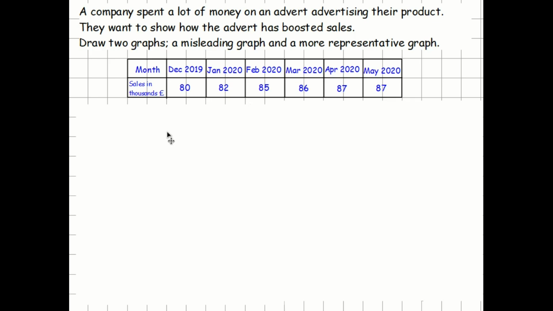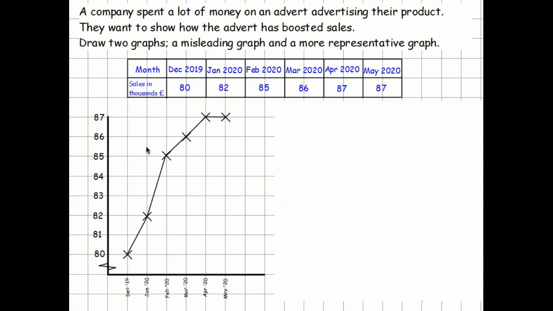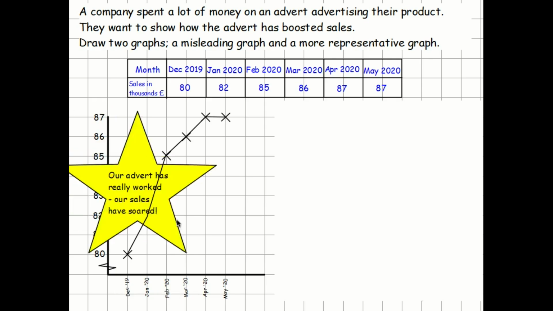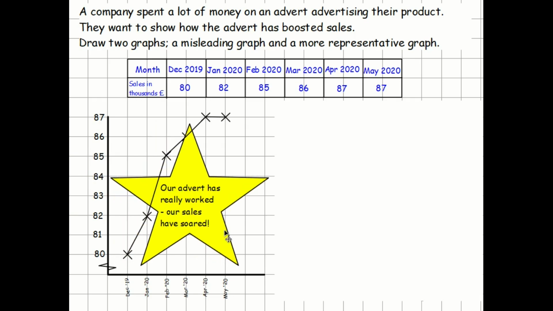So they could draw a graph a bit like this if they wanted to show that they boosted sales. You can see here there's a break in the scale, which is okay to do. It doesn't necessarily make the graph misleading, just as long as you're aware that there's a break in the graph. But it's the scale that makes the line pronounced. I've gone up in ones here on the vertical axis, and on the horizontal axis you've got the time frame, the months of the year. So you might think, oh yeah, they can make this claim: our advert has really worked, our sales have soared.